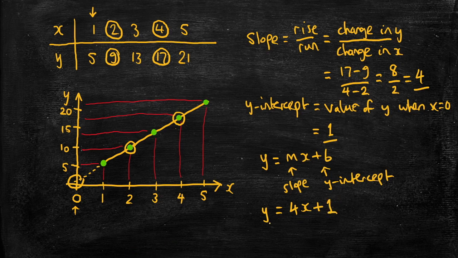And then we can check that this formula does indeed give us our y values for any value of x. So for example, x equals 3. 4 times 3 is 12, plus 1 is 13. Let's just do one more check. Let's do x equals 5. 4 times 5 is 20, plus 1 is 21. So it looks like our formula does indeed create the y values here. So that's a run through of linear functions.